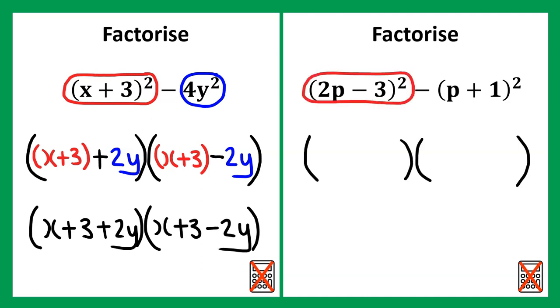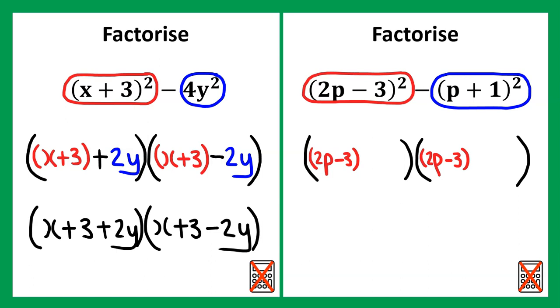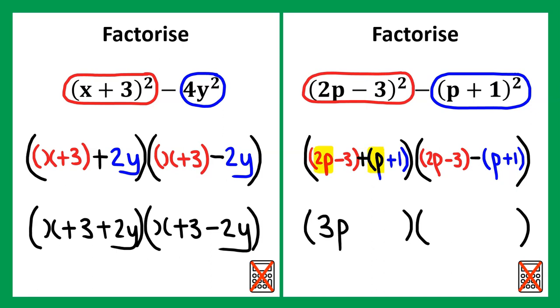For the last question, 2p minus 3 squared, we'll need 2p minus 3 in each of the brackets, and p plus 1 squared, we'll need p plus 1 in each of the brackets, separated by a plus and a minus. Notice how this time we can simplify further. In each of the brackets, 2p plus p is 3p, negative 3 plus 1 is negative 2, 2p take away p is p, and negative 3 take away 1 is negative 4.